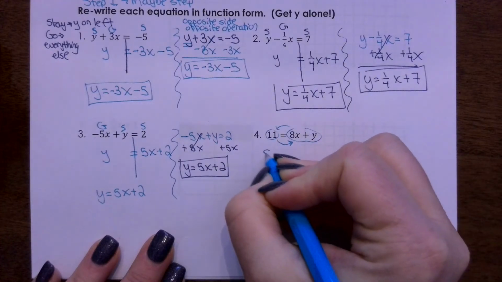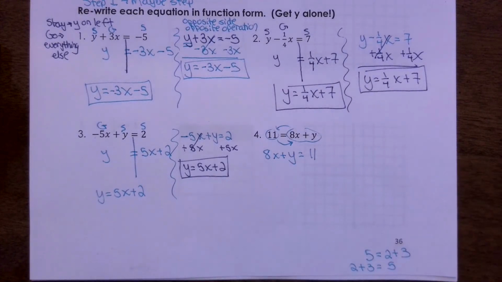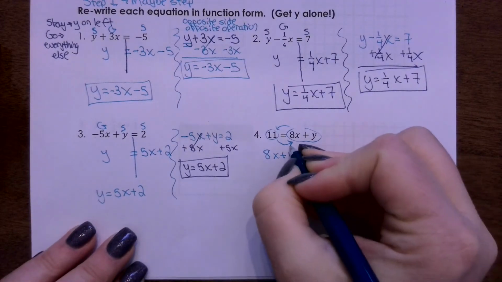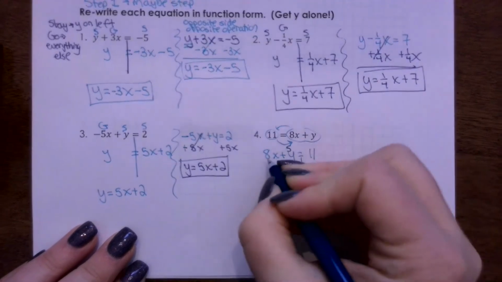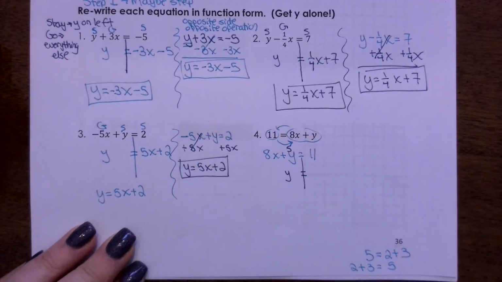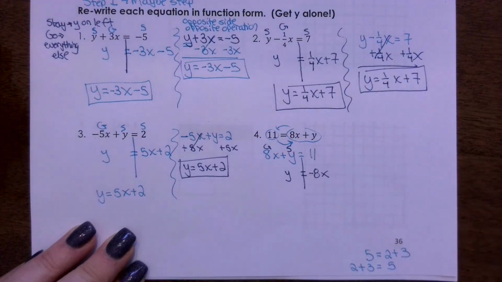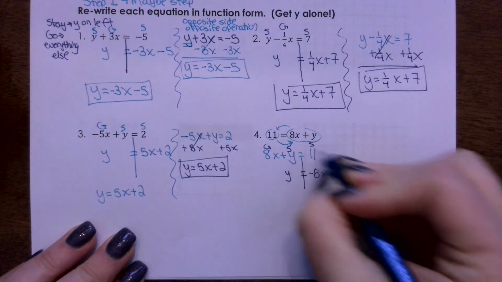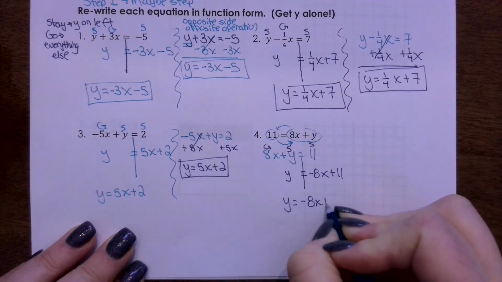And I think by doing that, it makes it a lot more clear what I need to do, right? Because I want this y over here to stay on this side. I want it on the left. Now this is a plus 8x. It will go as a negative 8x over here. And this stays as a plus 11. So I get y equals negative 8x plus 11.